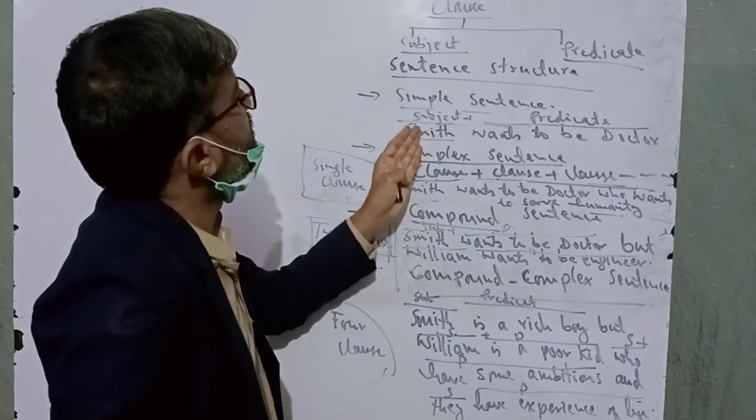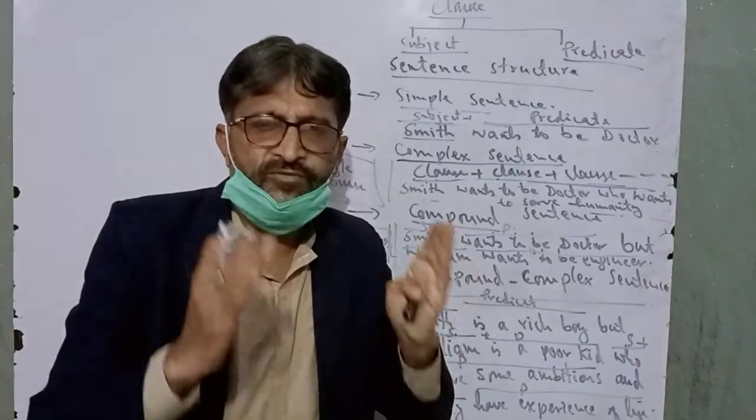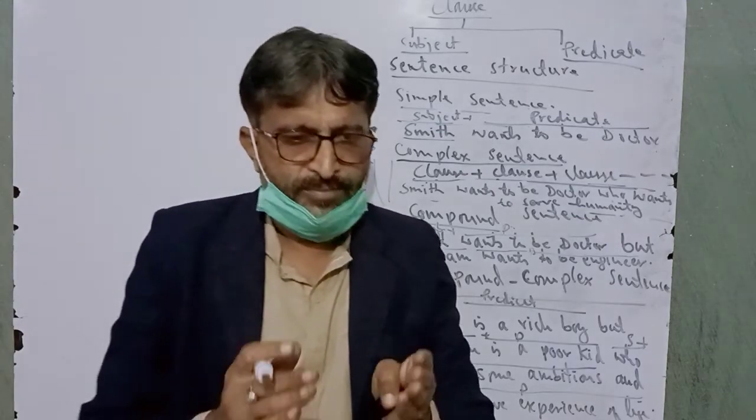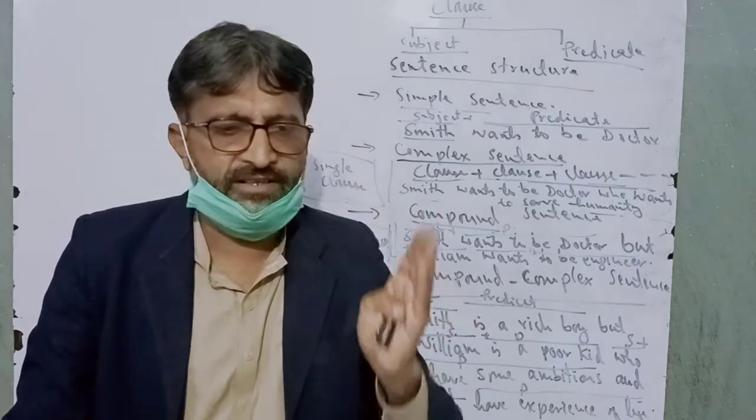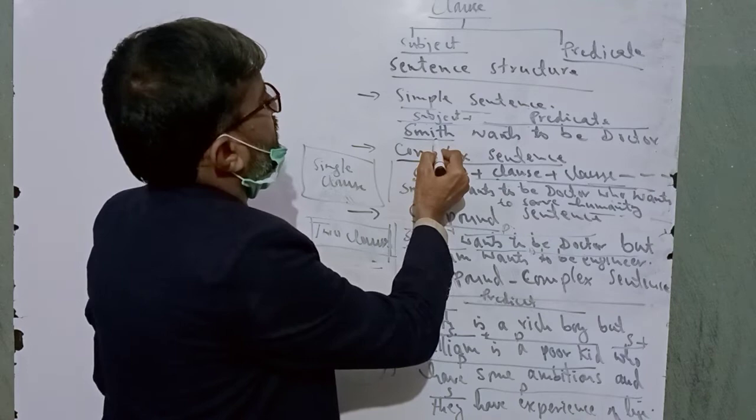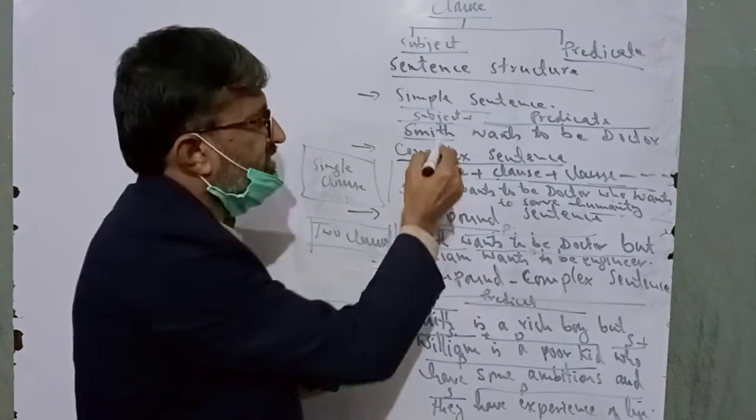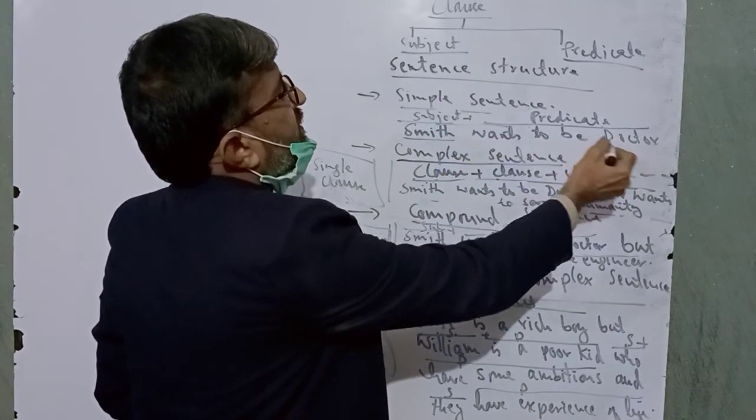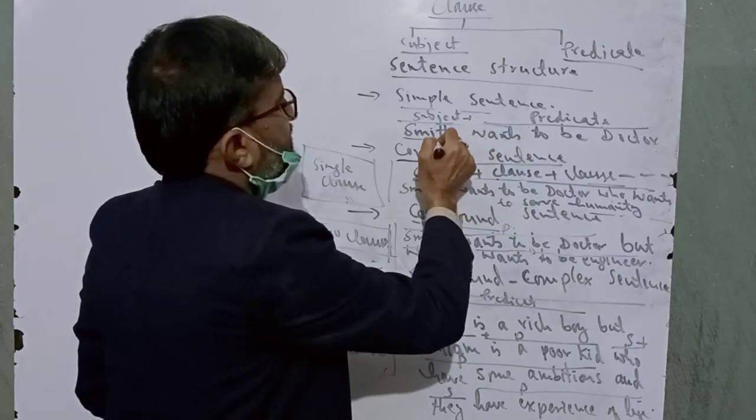You will see there is a sentence, Smith wants to be a doctor. Smith wants to be a doctor is a simple sentence because it has two parts. One is the subject and the other is the predicate. Here we are talking about Smith. Therefore, Smith is the subject. And this part, wants to be a doctor, is the predicate. This part tells us about Smith.